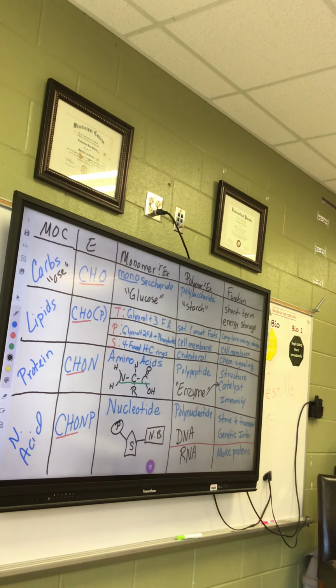Nitrogen base, phosphate, and 5-carbon sugar. Cool beans. All right. What's the polymer called? Polynucleotide. And what are the examples? DNA and RNA. All right. What's the function of DNA?